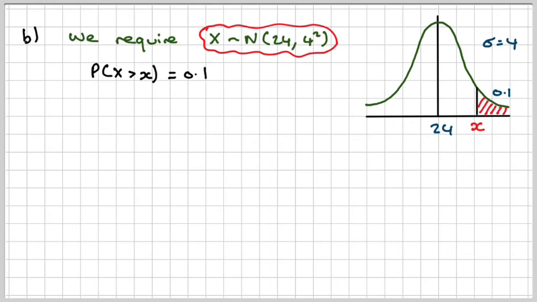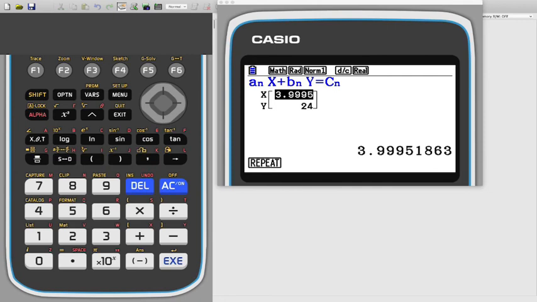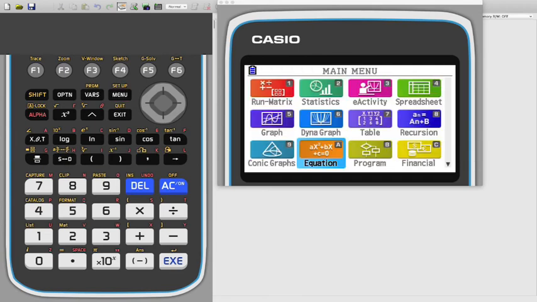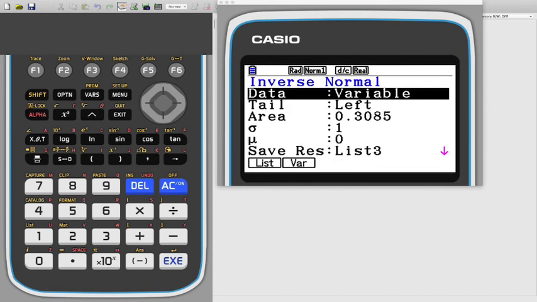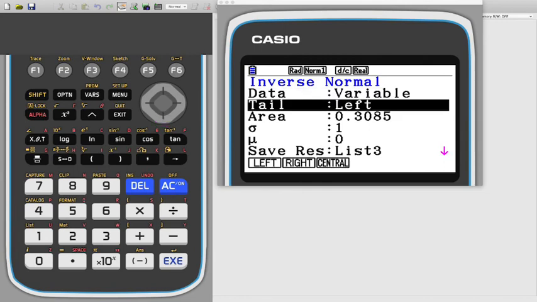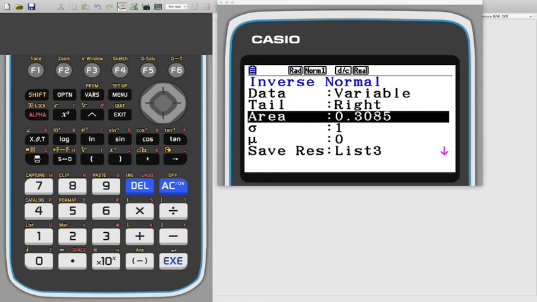So we can go back to the calculator to get the value. So go into the calculator and press menu. And we'll go to the stat menu this time. Enter. And we'll go to distribution, which is F5. Okay, normal, and we'll do inverse normal. Okay, we can now set the tail for this, which you can't really do with the other method, as right. Okay, we want the area to be 0.1.